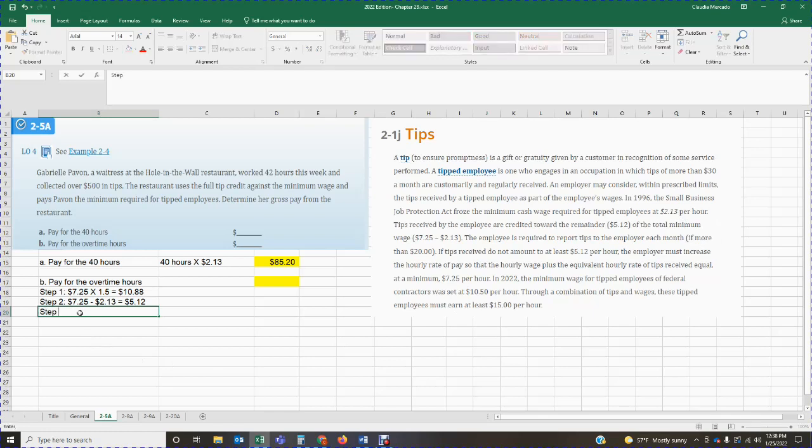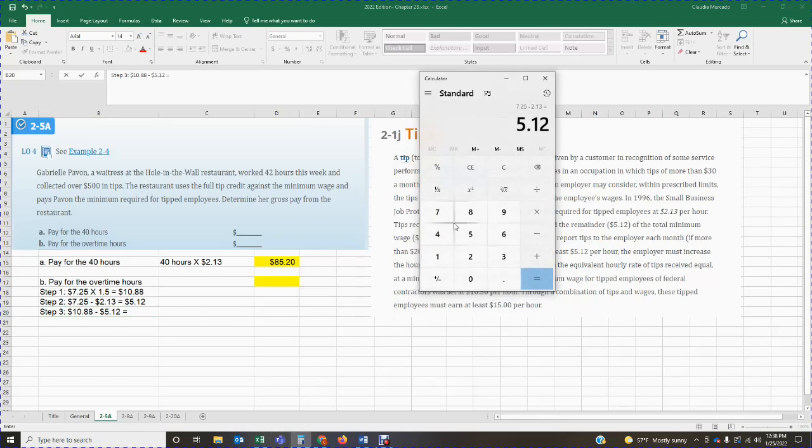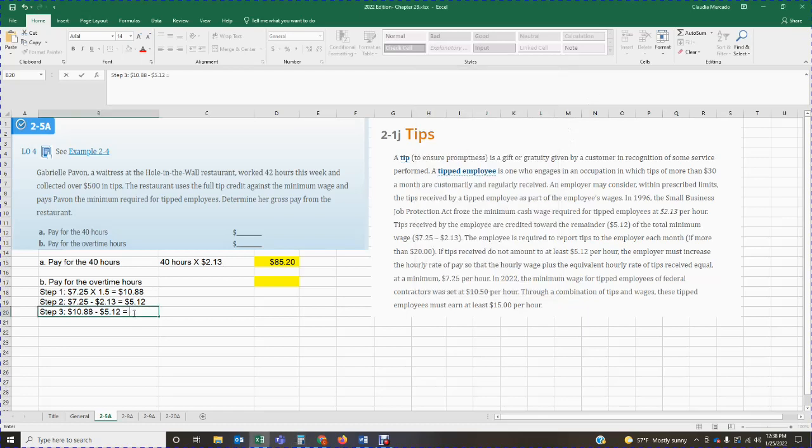Once we have those two, we're going to do step number 3, which is we're going to get the $10.88, which we calculated. $10.88 is the regular overtime rate for regular employees. We're going to subtract from it the $5.12, which we calculated in step 2, that is the amount that is over the minimum tipped wages. And then that will give me my overtime rate for this particular tipped employee. So it's $10.88 minus $5.12. That means my overtime rate for this tipped employee is going to be $5.76.